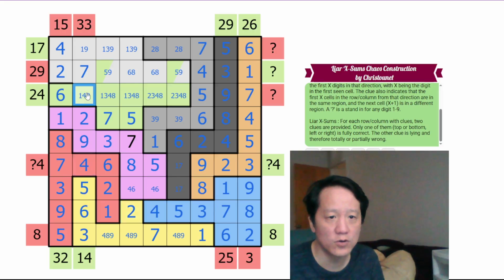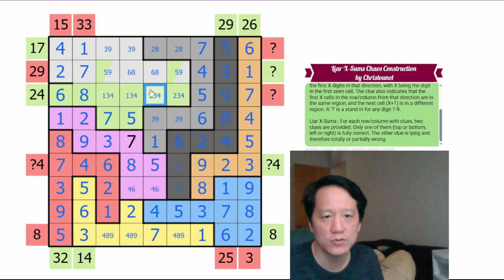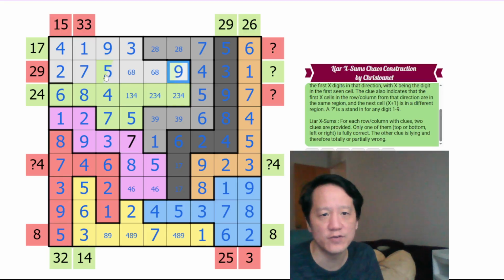Okay, 4 and 9 eliminates 9 here, so that's 1. That means no 1 here. This is not 1 or 4, it's 8, which eliminates 8 in the rest of the row. No 1 or 3 here, so this is 4. That means no 4 here. 3 eliminates 3 here, so it's 9, which makes that 3. 9 eliminates 9 here, so it's 5 and 9.